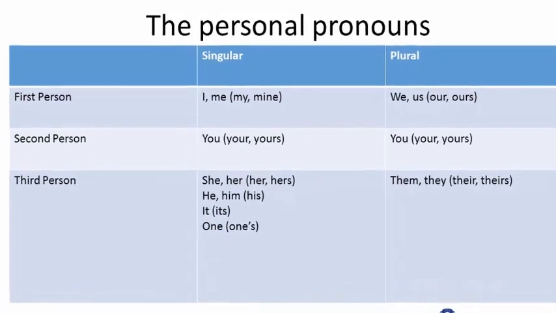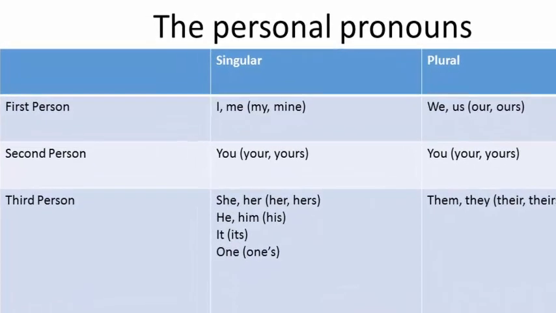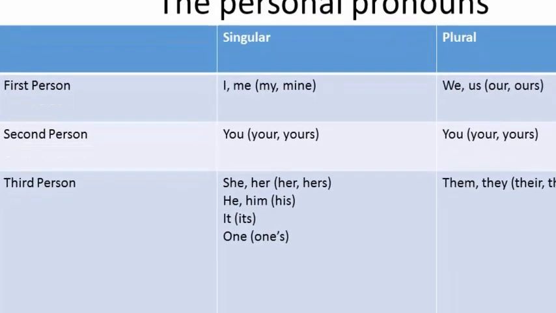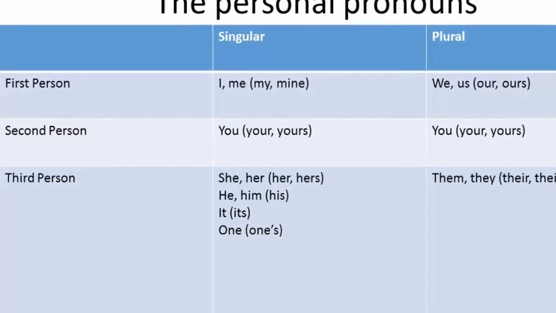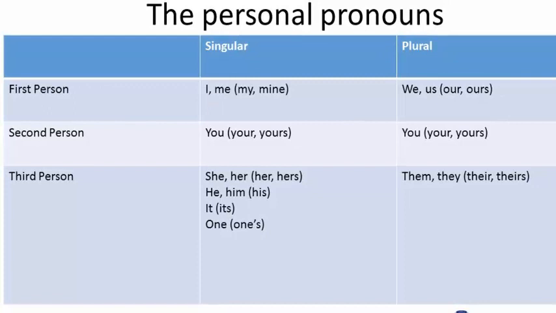First person singular: I, me, my and mine, and plural: we, us, our and ours. Second person singular: you, your and yours, and plural: you, your and yours. And third person singular: she, her, her and hers, he, him, his, it, its, one and ones, and plural: them, they, their and theirs.